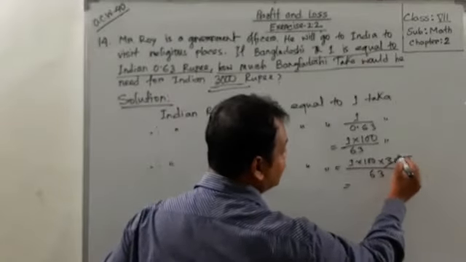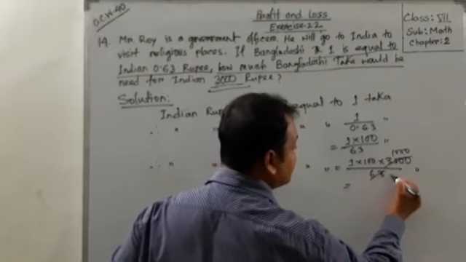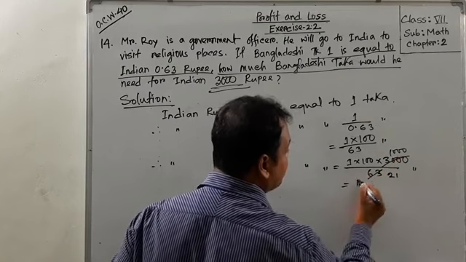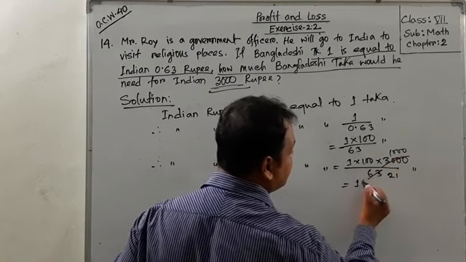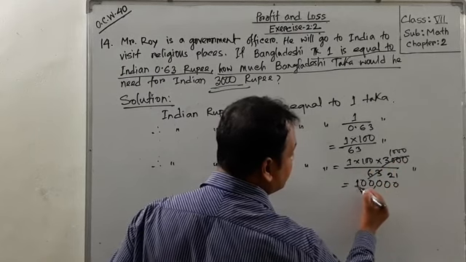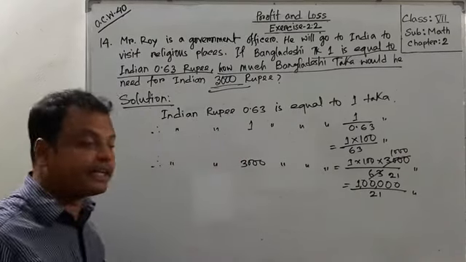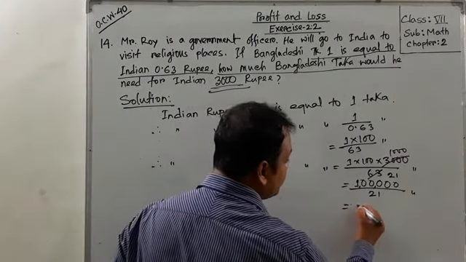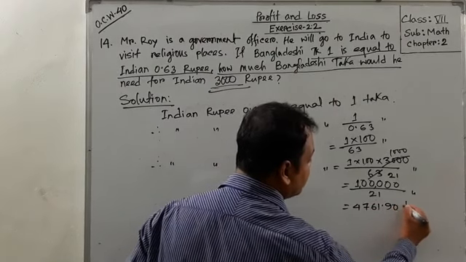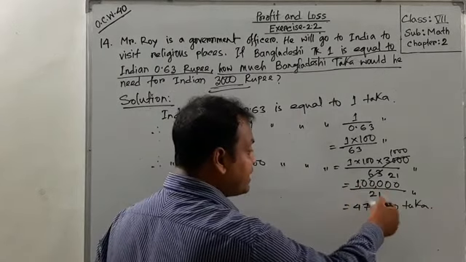Divide this one by 3, we will get 1000, and 63 divided by 3 will be 21. So we will get 100 into 1000, and we put the zeros. So it will be divided by 21 taka. By dividing we will get 4761.90 taka.